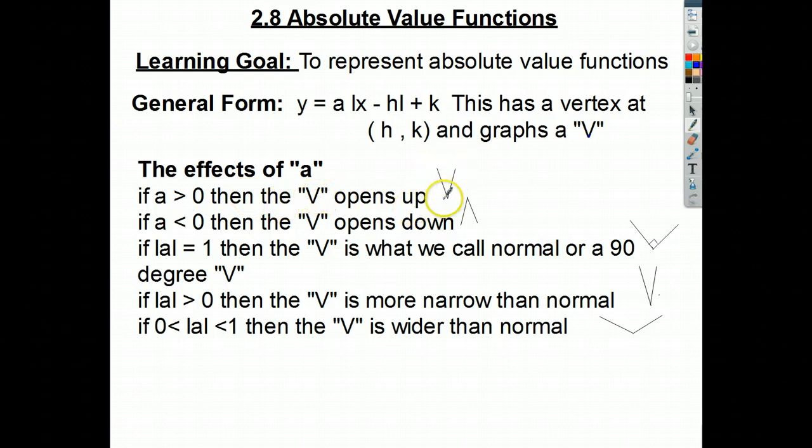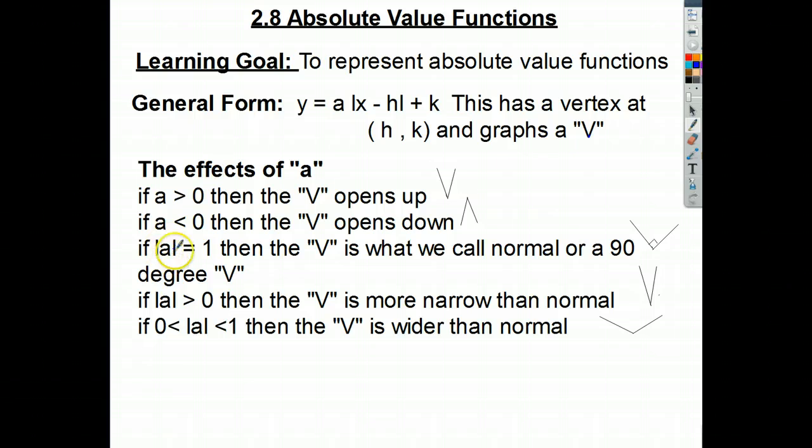If a is greater than 0, which is another way of saying positive, then the v opens up. And here's an example of one. If a is less than 0, another way of saying that a is negative, then the v opens down, like this one. Other things about a, the absolute value of it. If the absolute value of a is equal to 1, now let's think a second. What numbers could we put inside here where the absolute value would be equal to 1? That would be a 1 or a negative 1.